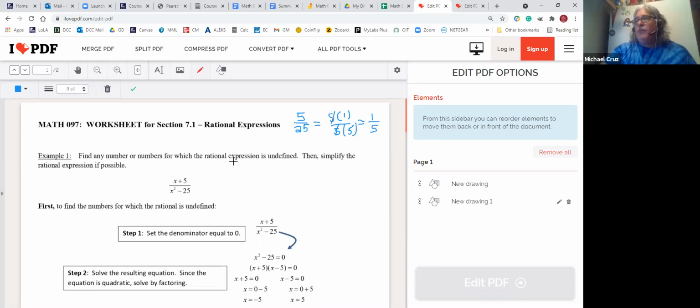Now they ask us a couple of things, and it's important to be able to know this. Find the numbers for which the rational expression is undefined.